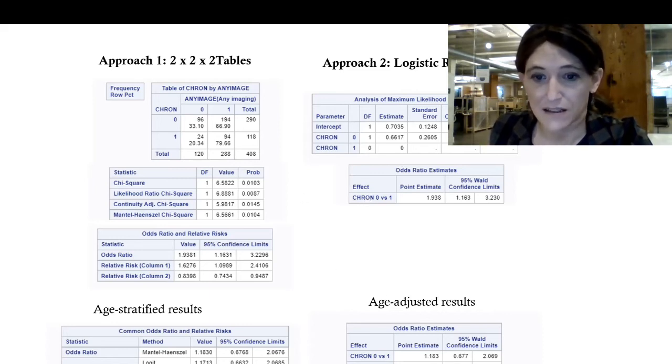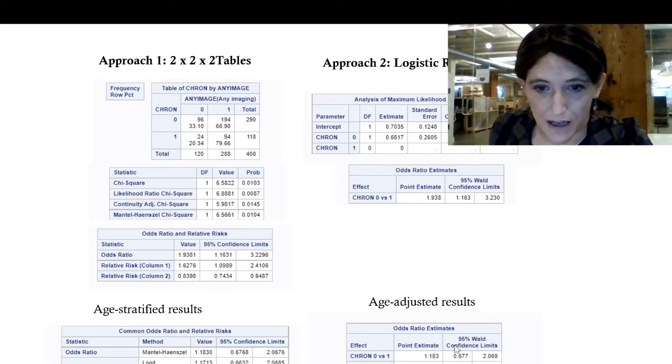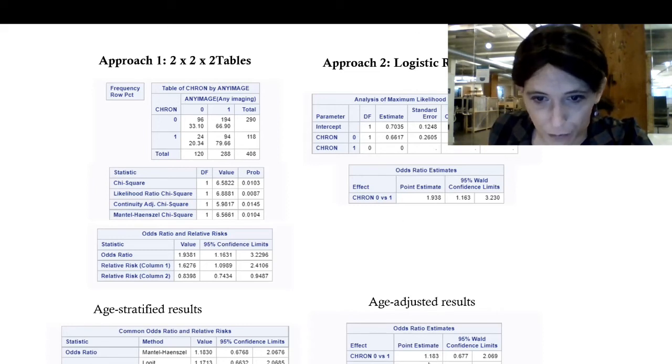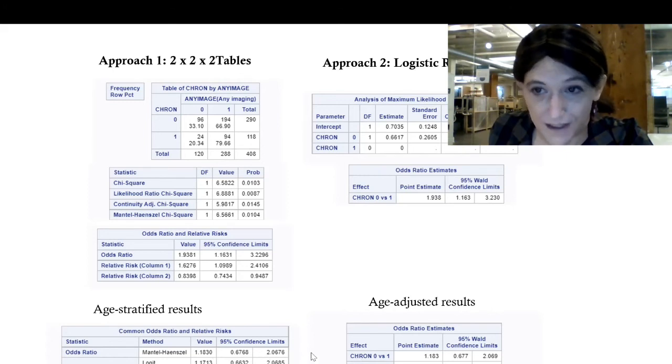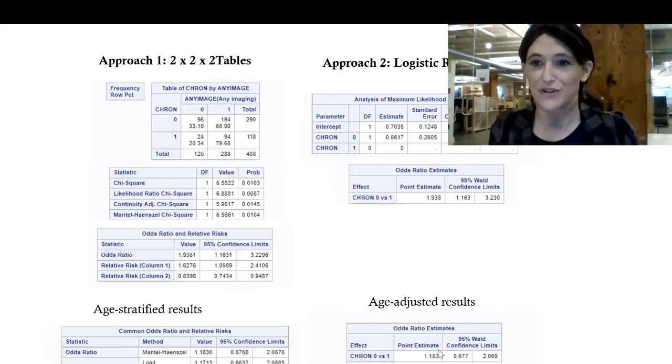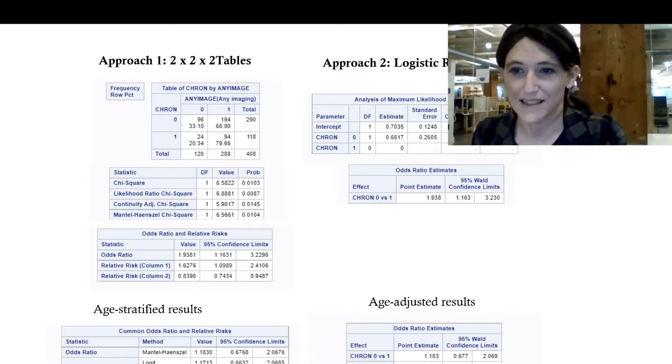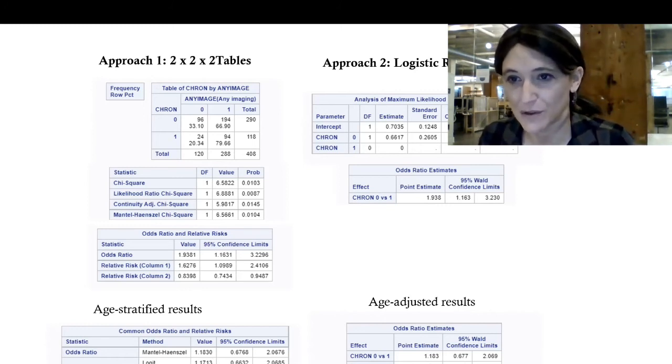And in this case, since all I did was stratify by another categorical variable, my adjusted estimate down here, this is part of the logistic, 1.183. 1.183, they're the same. Confidence interval 0.677 to 2.069. Okay, so I end up with the same result. That's good because we would want to get the same answer because they're supposed to be useful tools.